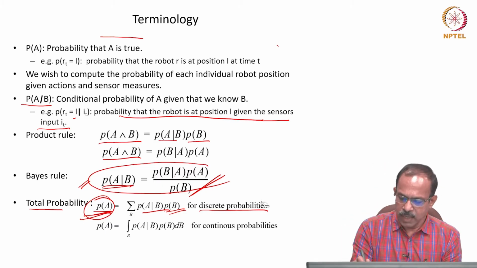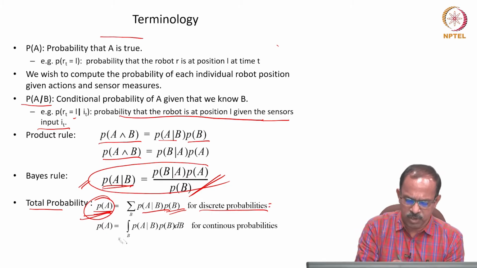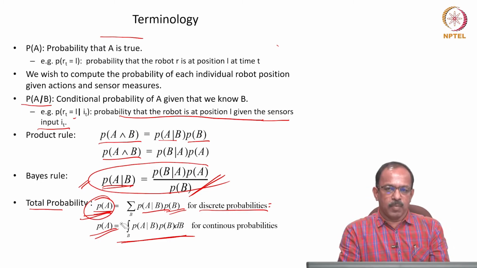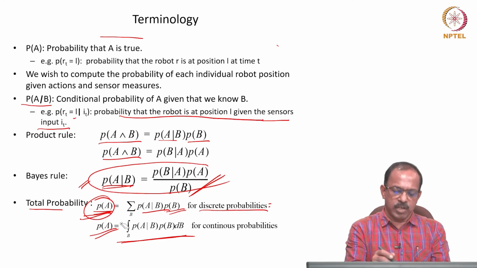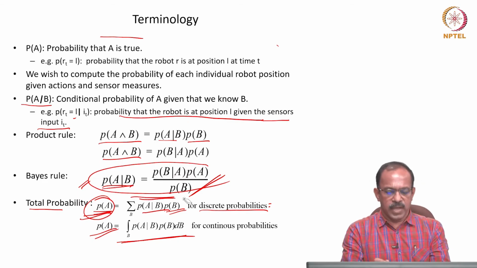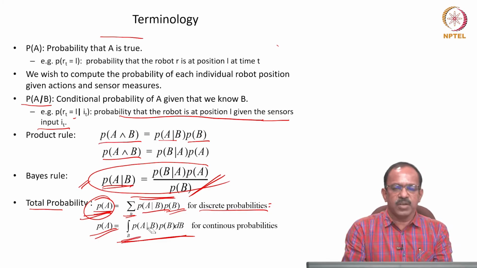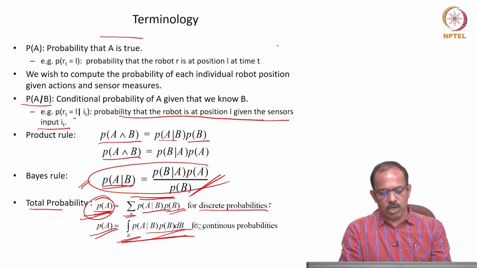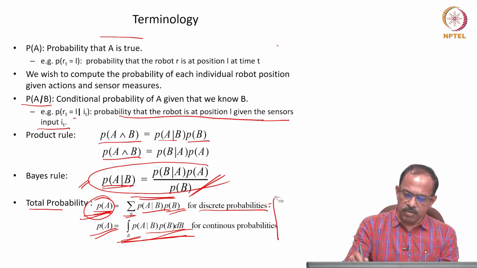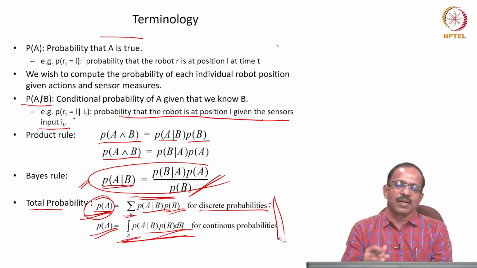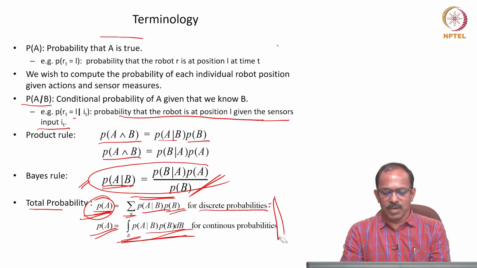That is for discrete, and if it is continuous, you can integrate P(A|B) P(B), which gives the total probability. So, in case the probabilities are given in a discrete manner, you can use this multiplication and then the summation over B, or you can do the integration over B and get the total probability. So, we will be using the total probability principle and the Bayes rule to get the map based localization done.